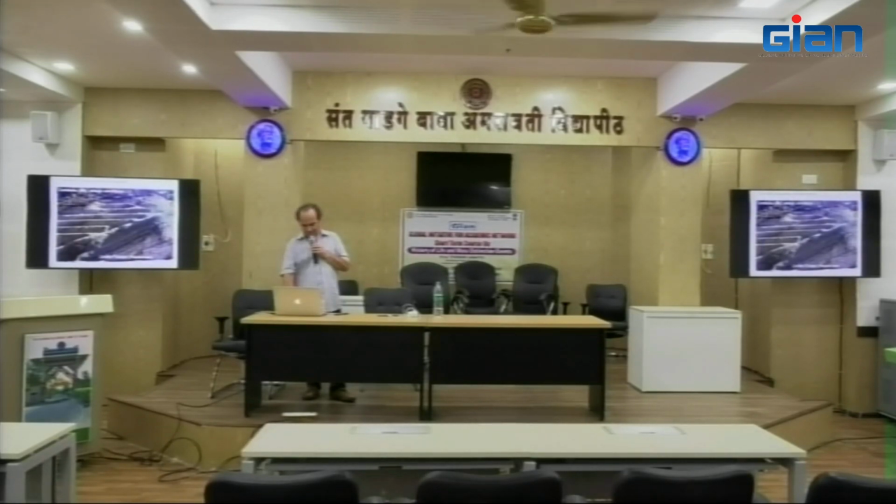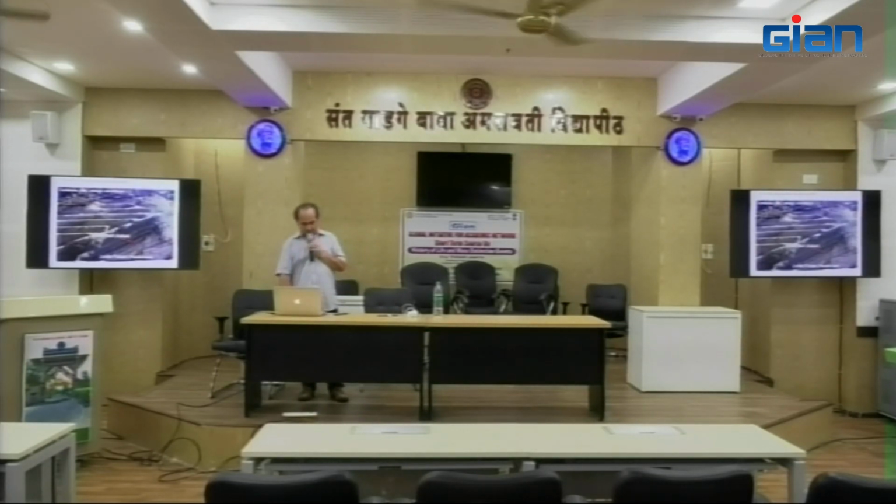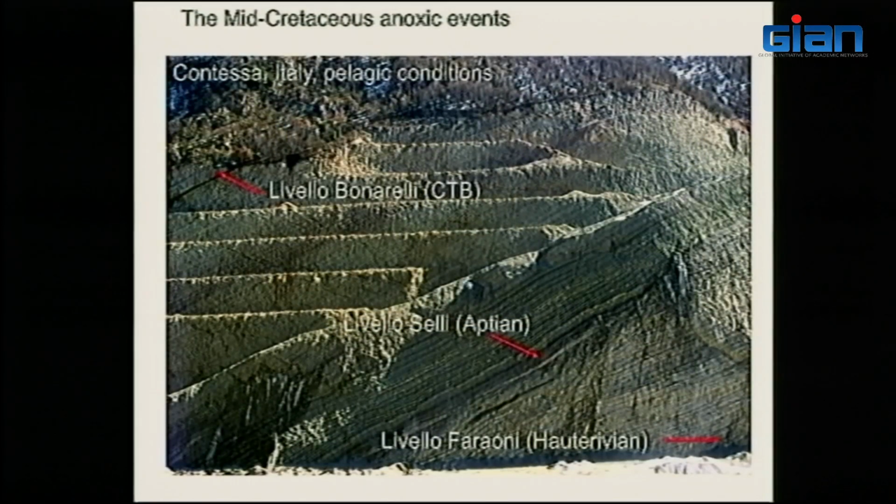And here, this is the first one, in the Aptian. You have a second one, which is really a huge one, known all over the world. This is the Aptian one. And you have a third one. This is the one that we will see in more detail. This is the Cenomanian-Turonian boundary one. And you can see here that they have names.